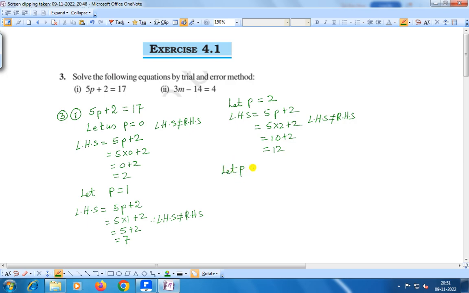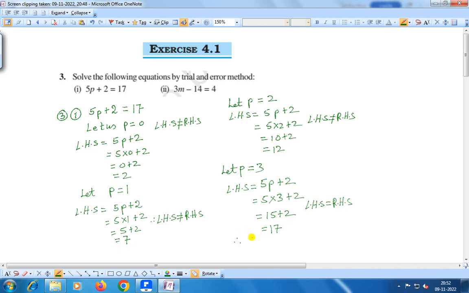Let p is equal to 3. Therefore left hand side is equal to 5p plus 2. The value of p is 3, so 5 threes are 15 plus 2 is equal to 17. And here you see right hand side is 17 also. Therefore left hand side is equal to right hand side.